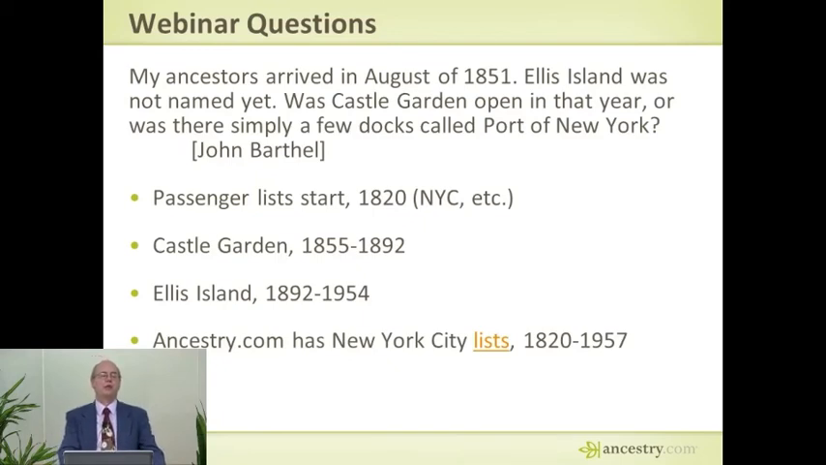How about this question from John Barthel? My ancestors arrived in August 1851. Ellis Island was not named yet. Was Castle Garden open in that year, or was there simply a few docks called the Port of New York? I thought this was a great general interest question. It's important for us to understand.